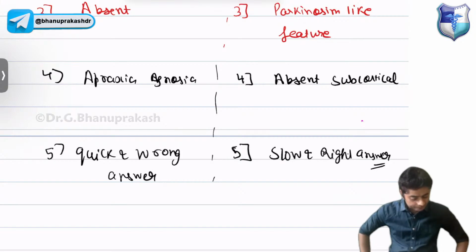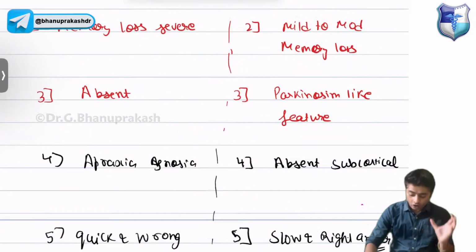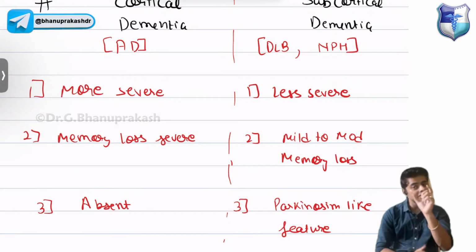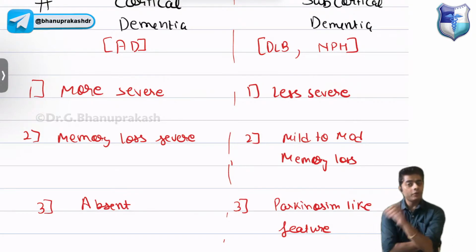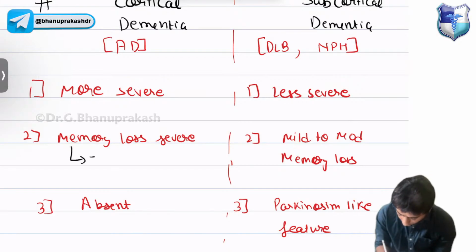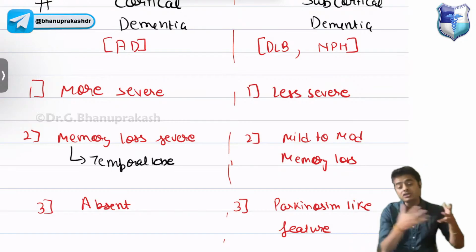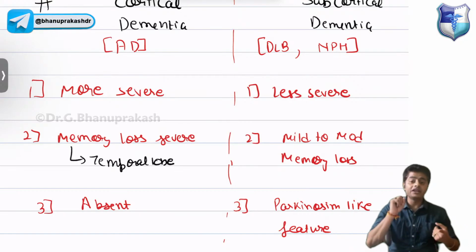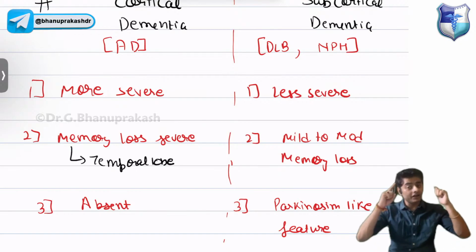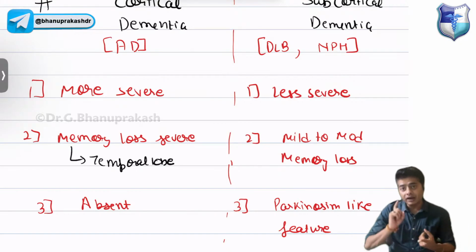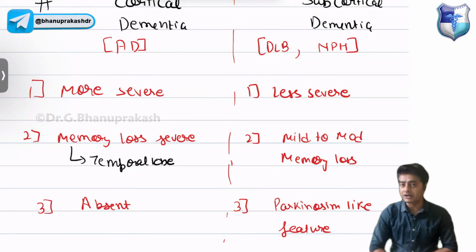Is that okay? Done everybody? Did everyone understand? In cortical dementia compared to subcortical dementia, there will be severe impairment of memory. Why? Because in cortical dementia, your temporal lobe is gone. And in the temporal lobe sits your hippocampus, which handles short-term memory and episodic memory also. And for converting to long-term memory, you need short-term memory. So as your temporal lobe is gone, there will be severe memory loss in cortical dementia.